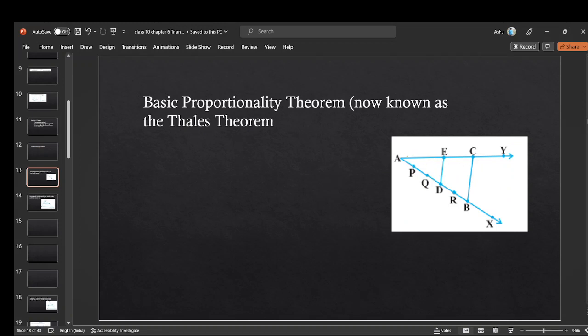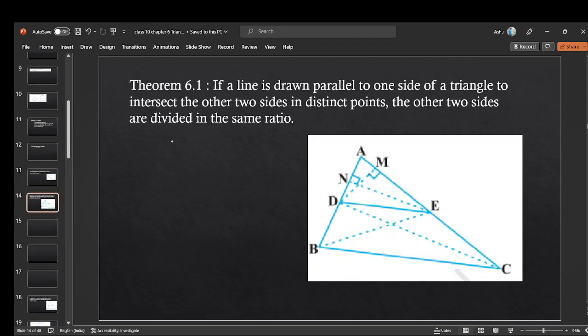Here, look at this figure. AY, AX. Clear? That is the point. So this is the basic proportionality theorem, which is known as Thales theorem. Now, here is the most important theorem, 6.1. First we should understand what the theorem says. If a line is drawn parallel to one side of a triangle to intersect the other two sides in distinct points, the other two sides are divided in the same ratio.